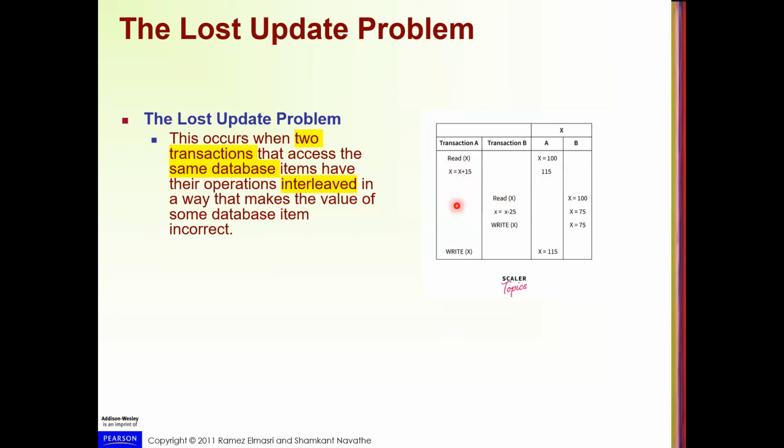Now, after a long time, transaction A saves it as 115 and B saves it as 75. You see, now the database will be in an inconsistent state because the data item X has a different value here. This problem is called the lost update because the update was not informed and another transaction read it differently. Did you get the point? This is called the lost update problem.